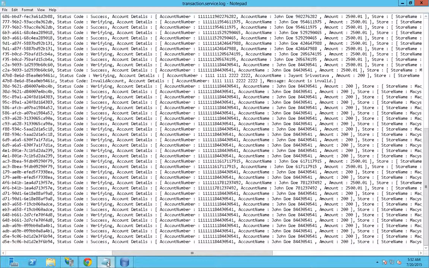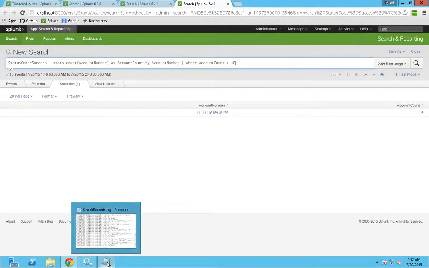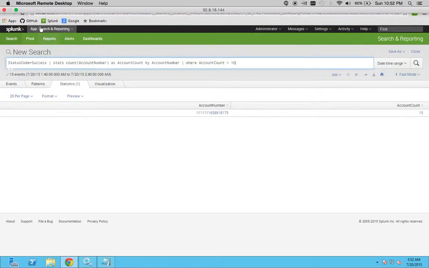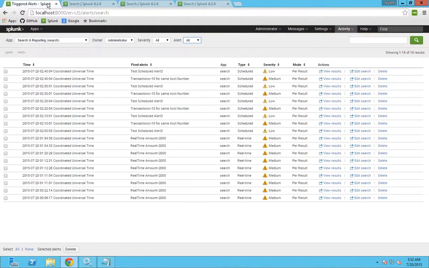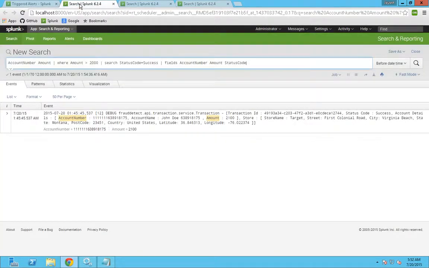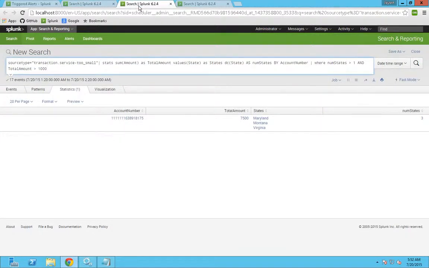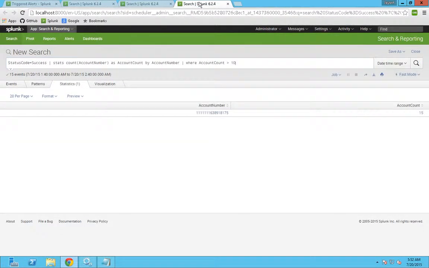Validations are configured in the form of alerts. There are three types of alerts that we have configured in Splunk to identify and alert the user if a transaction is a potential fraudulent one. The first one is if the transaction amount is greater than 2000. The second one is if transactions happened in three different states in a specified amount of time. The third one is if the number of transactions exceeded more than 10 within a particular time period. If the criteria match, an alert is raised.